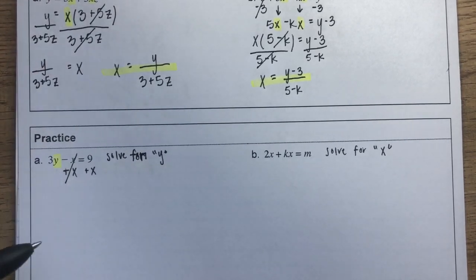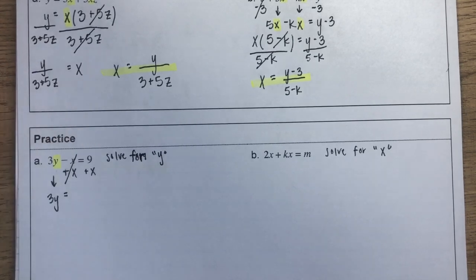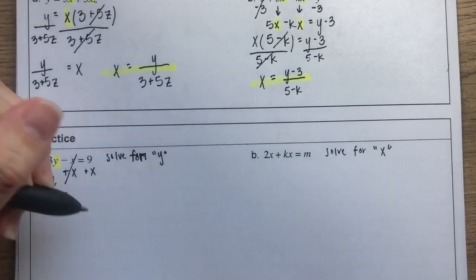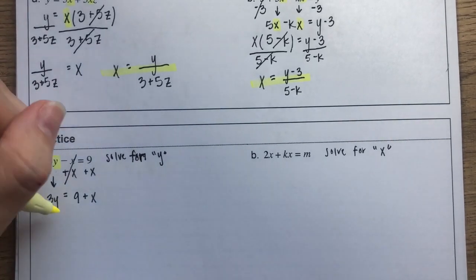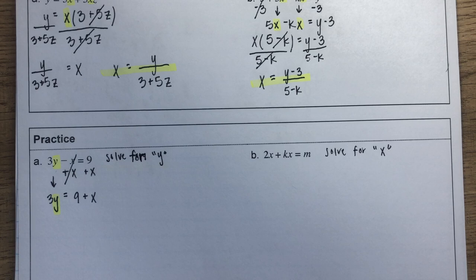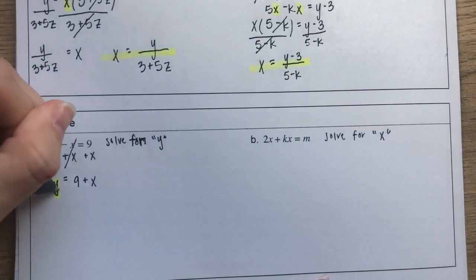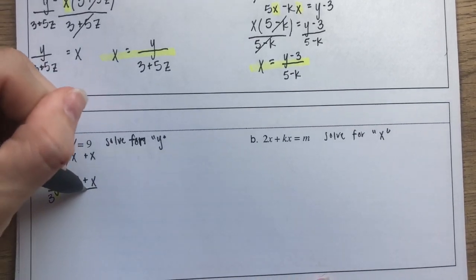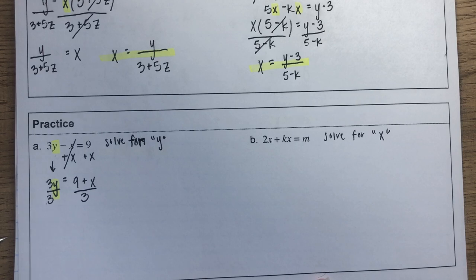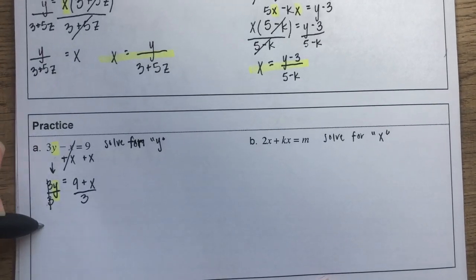So the minus x and the plus x cancel out. I'm going to bring down the 3y, and then I have 9 plus x. And then same thing, my goal is to get y by itself. So right now I have 3 that's being multiplied by y. So I can divide both sides by 3. If I divide this side by 3, I gotta divide this side by 3. 3 divided by 3 cancels out. I'm left with just y.